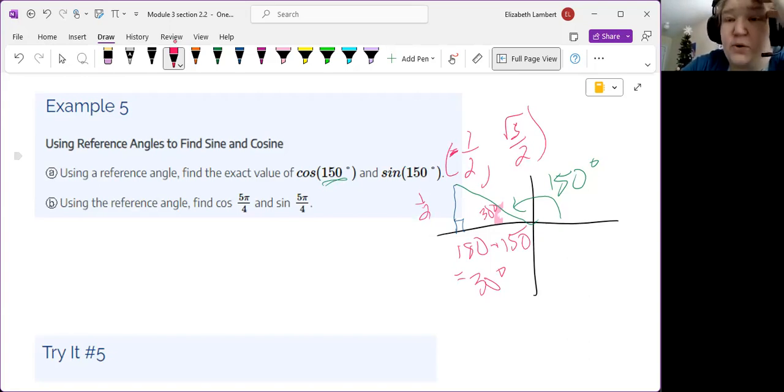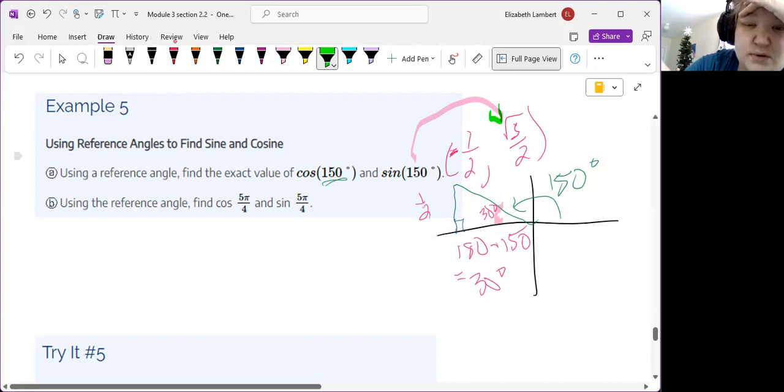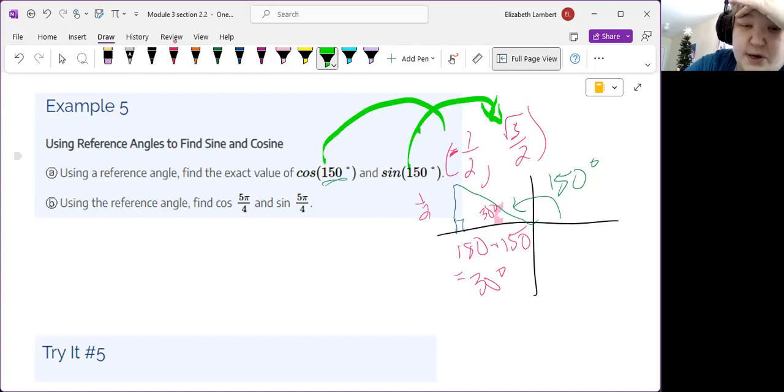So if we go back to SOHCAHTOA, sine is opposite over hypotenuse. So the opposite side, 1/2, will be our sine, and that corresponds to our y value, the vertical distance. So the sine of 150 is 1/2. The cosine of 150 is negative square root of 3 over 2.